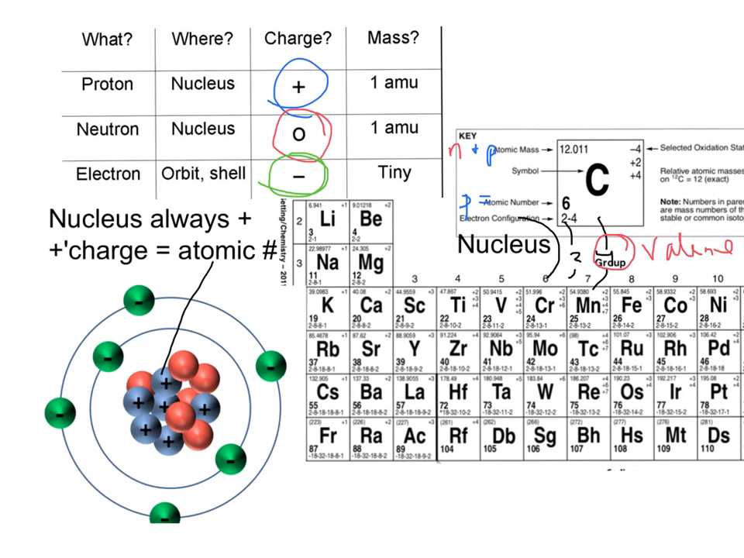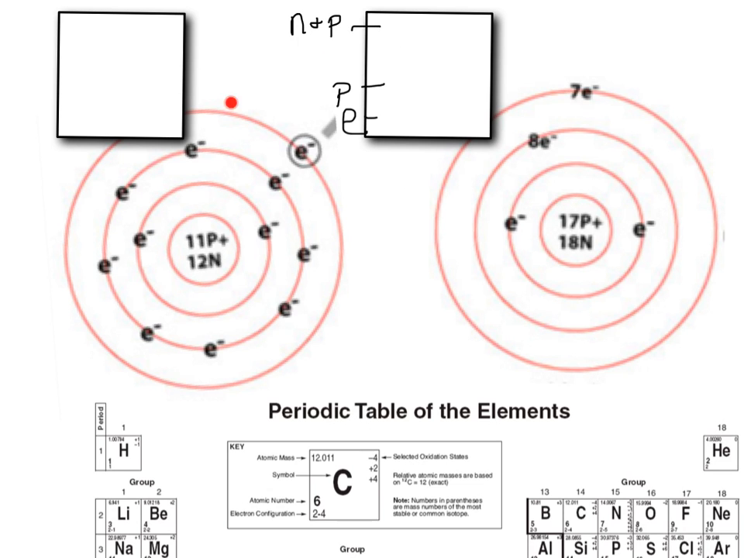Now let's see if we can look at 2 model atoms to see if we can correlate the structure to the symbol on the periodic table. So if we look at the atom on the left, we'll see that we have 11 protons. That means the atomic number is 11. So in its symbol, the 11 will go in the bottom left-hand corner.